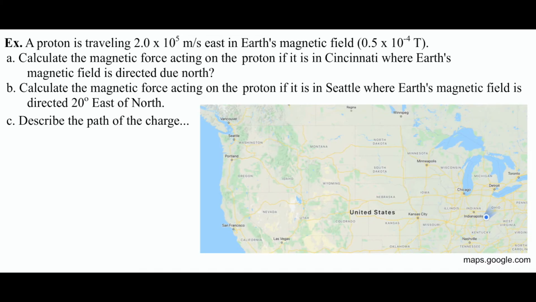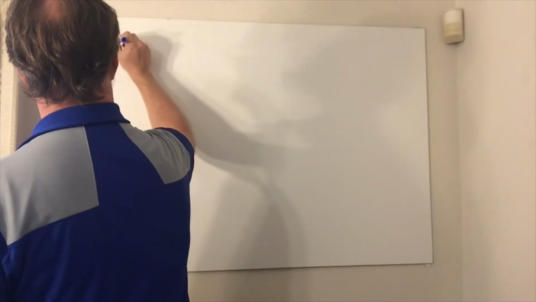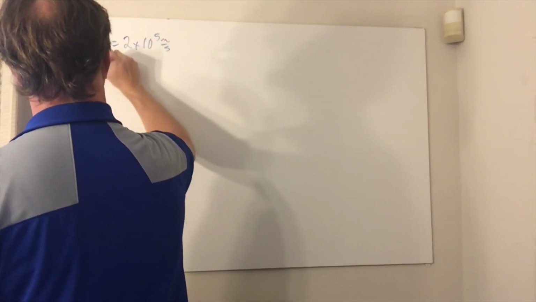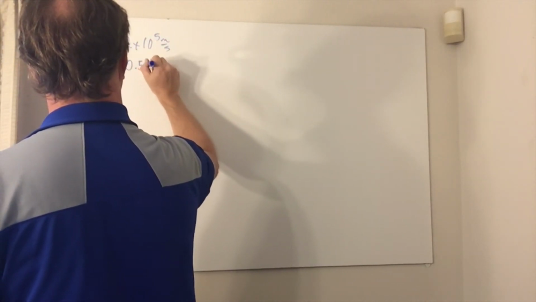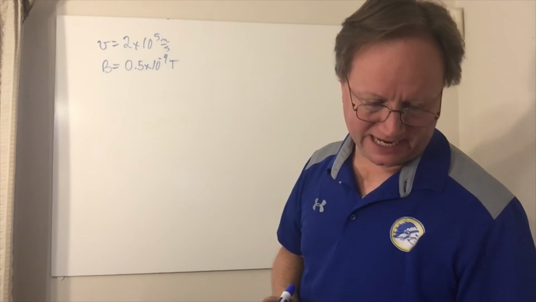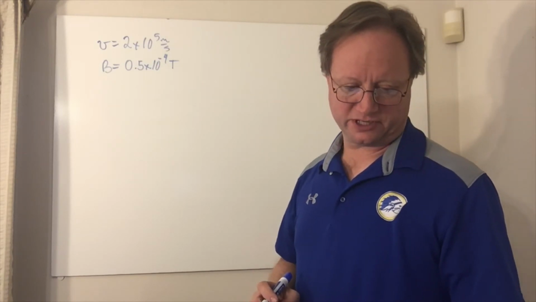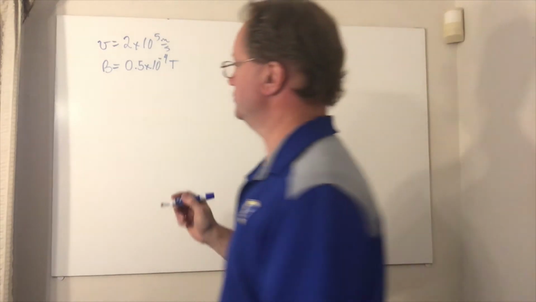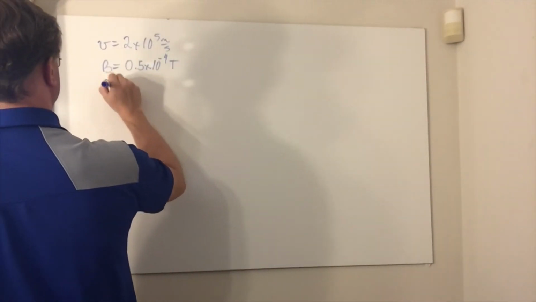So we have a proton that's traveling 2 times 10 to the 5th meters per second east in Earth's magnetic field, and you're given a value for the magnetic field. So then V is equal to 2 times 10 to the 5th meters per second. B is equal to 0.5 times 10 to the negative 4th Teslas. And we want to calculate the magnetic force acting on the proton if it's in Cincinnati, where Earth's magnetic field is directed due north. Okay, so we know it's a proton.